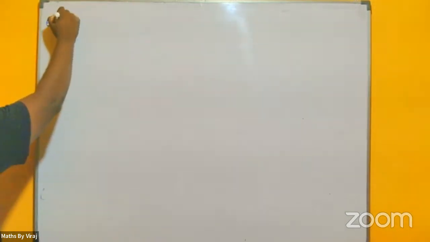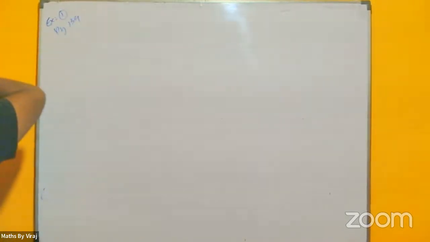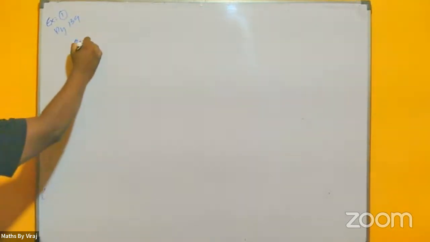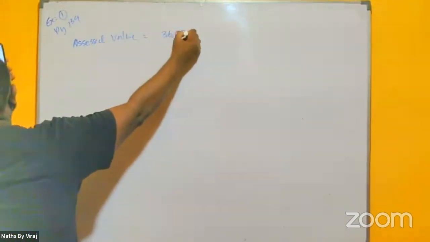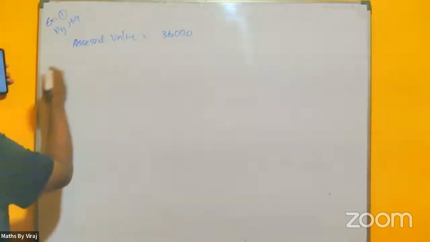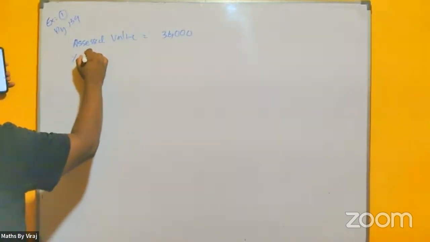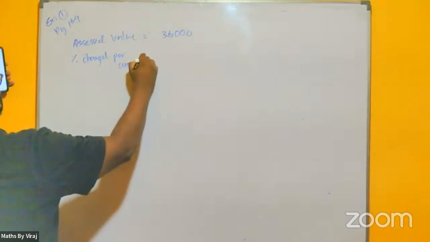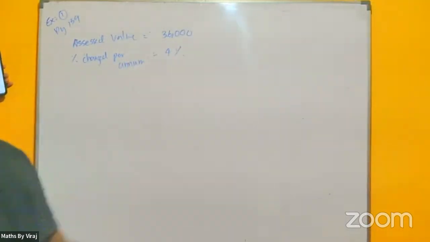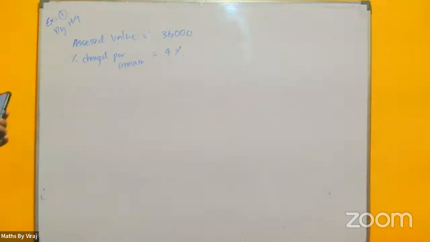Now this is done. So let's go over taxation. This is example 1, page 139, children. A house of assessed annual value 36,000 is charged a percentage per annum. The annual rate is 4%. Calculate the rates that have to be paid for a quarter.